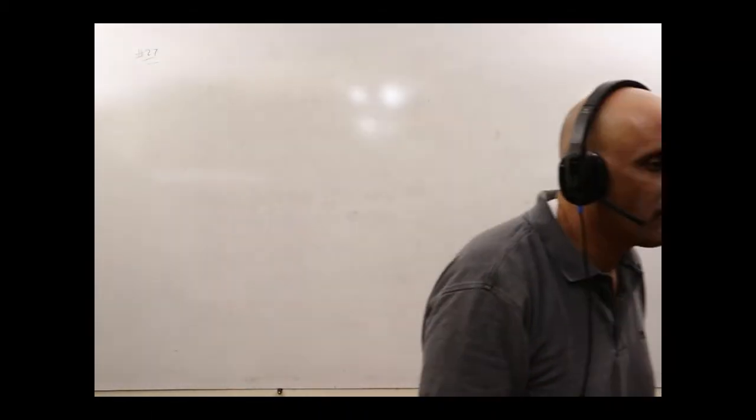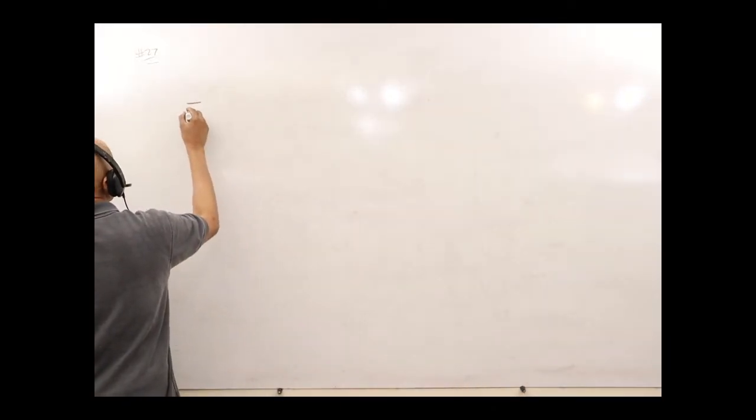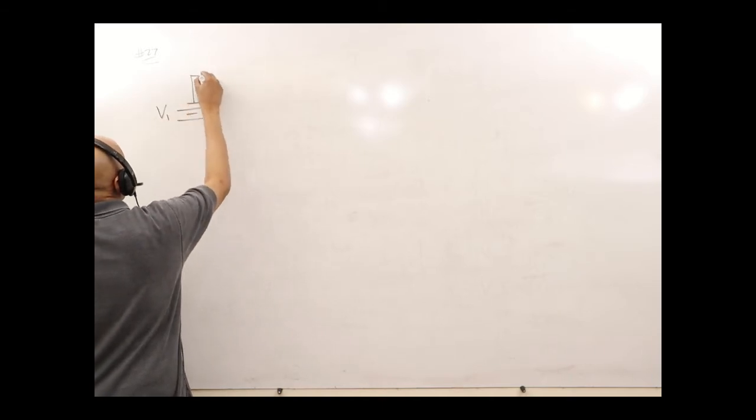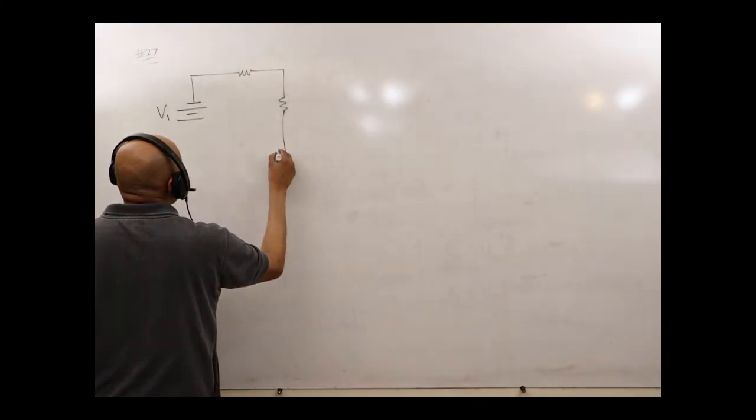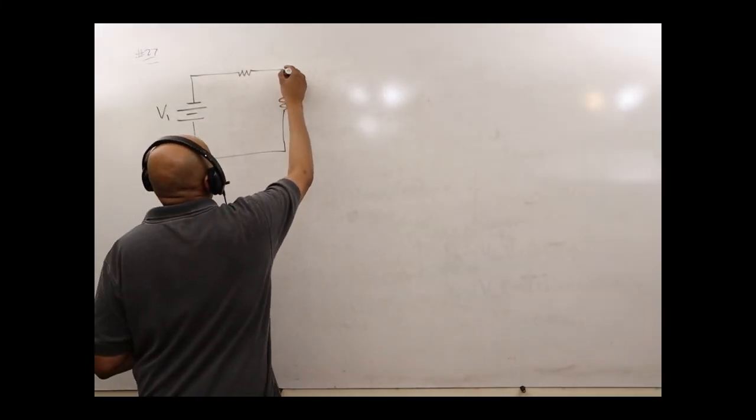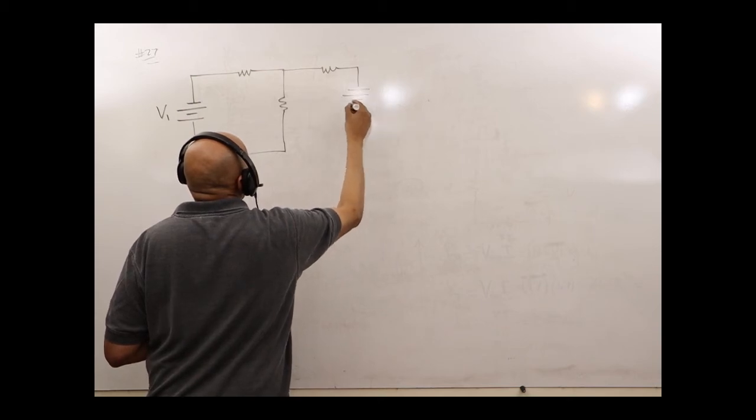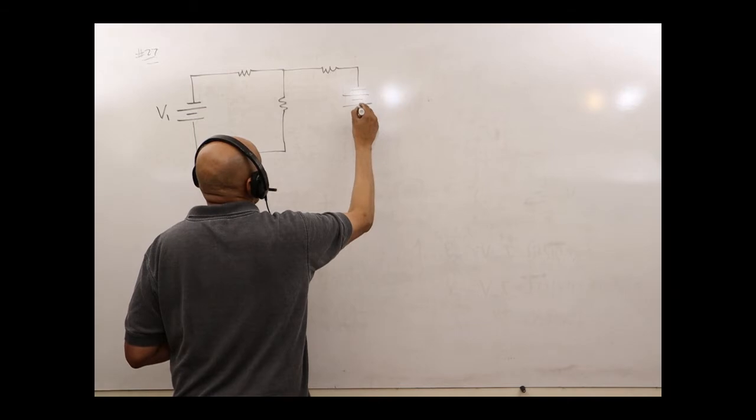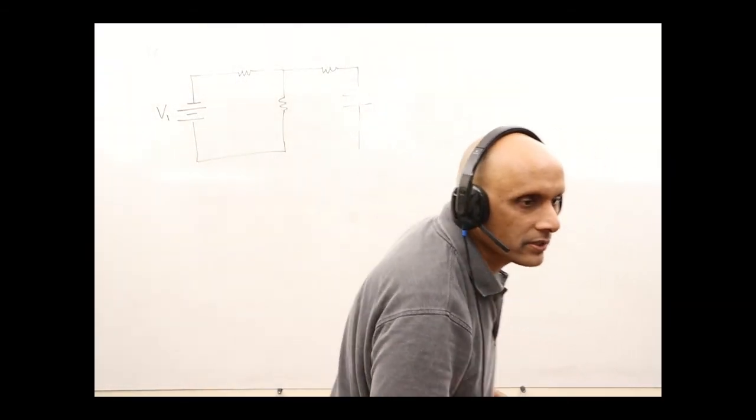Okay, problem number 27 says that we have a battery, two batteries. So here are our batteries, and we'll label this as V1. And then we have a resistor, and then we have another resistor, and then another resistor, and then another battery. Oh, my diagrams suck. I guess I'm no Picasso.